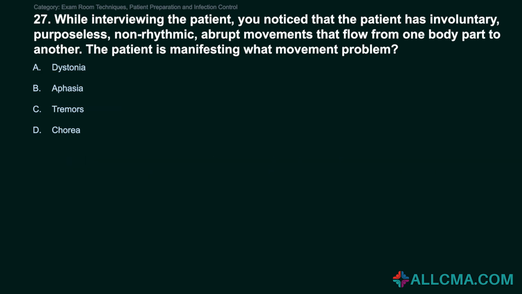27. While interviewing the patient, you notice that the patient has involuntary, purposeless, non-rhythmic, abrupt movements that flow from one body part to another. The patient is manifesting what movement problem? A. Dystonia. B. Aphasia. C. Tremors. D. Chorea. Correct answer, D.